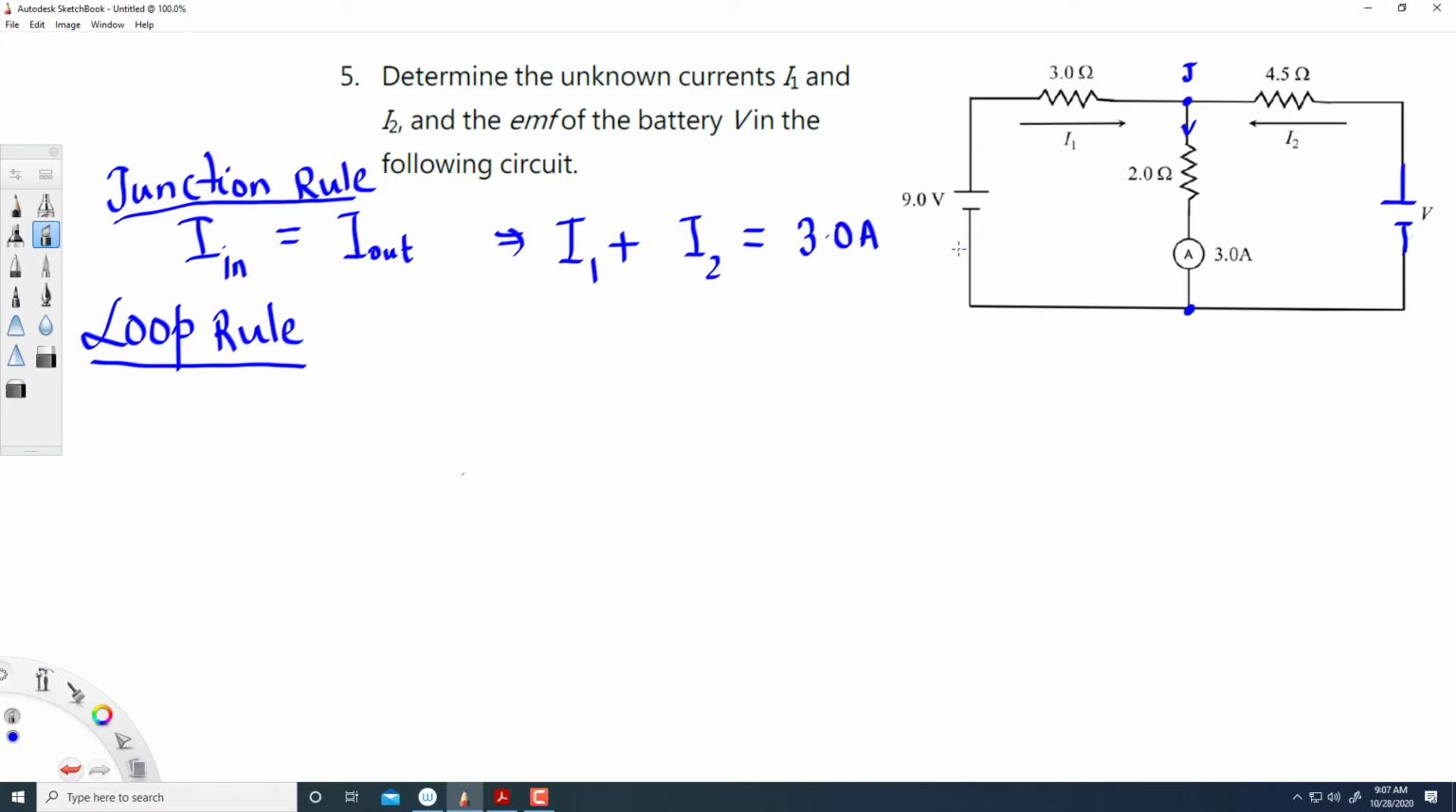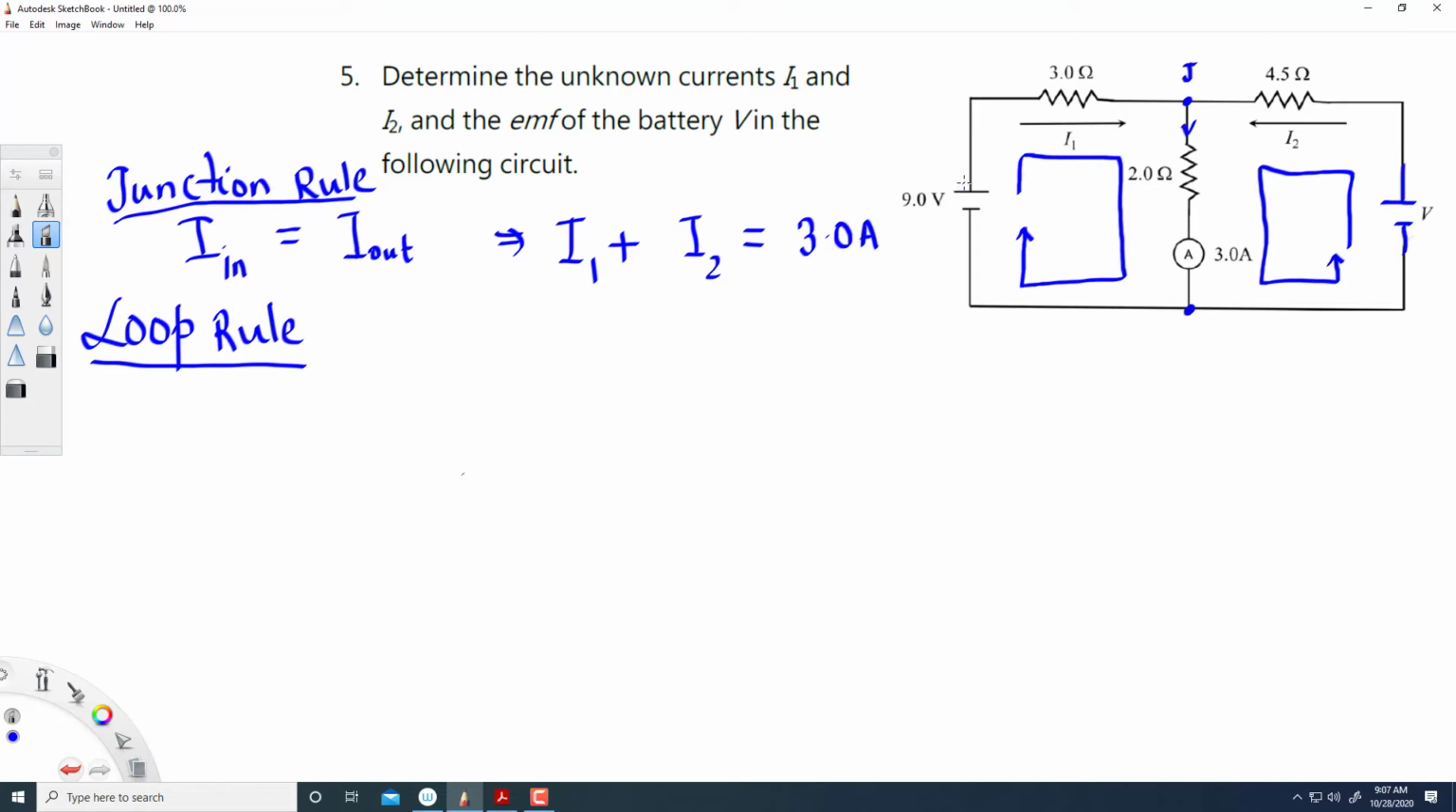Now in order to use the loop rule, you need to choose some kind of path. You choose either a clockwise path or a counterclockwise path. Whichever path you want to choose, that's fine. In this case, let's choose a clockwise path. It doesn't need to be clockwise. You can also choose counterclockwise. And in this case, let's choose a counterclockwise path. Just choose one path.